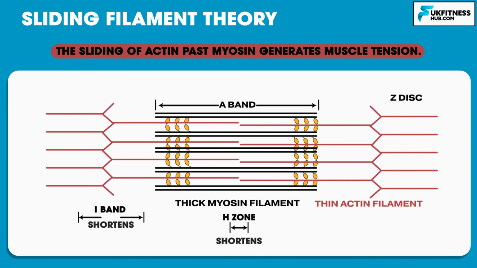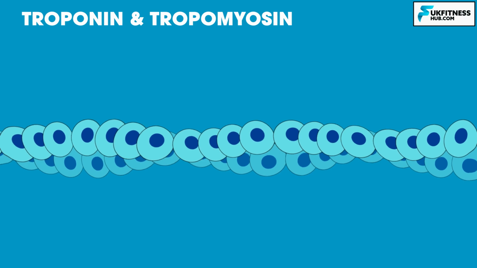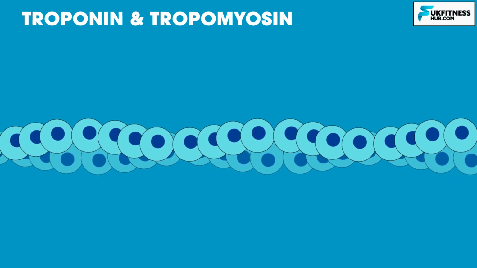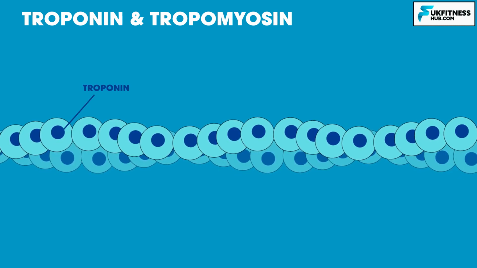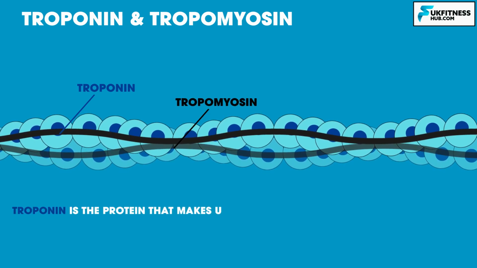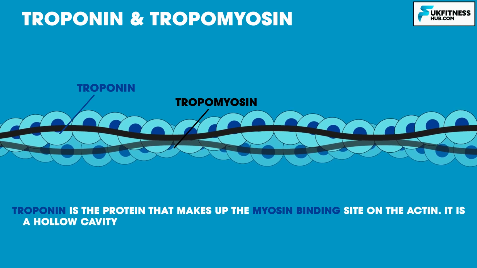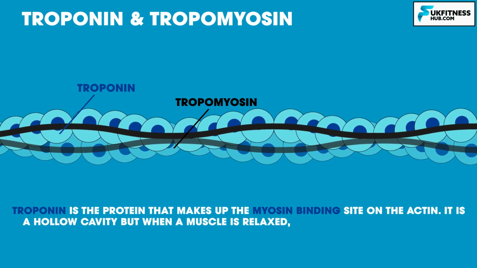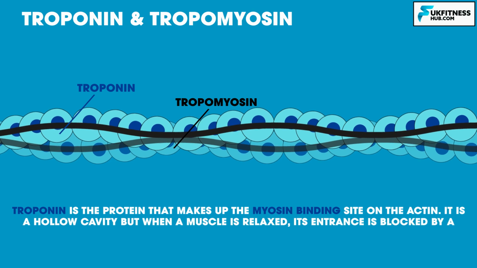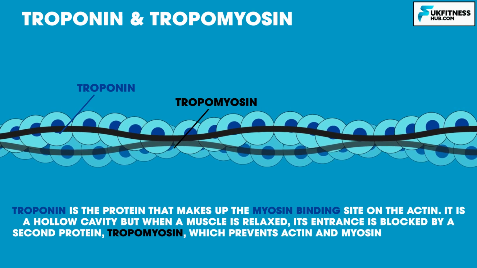The last topic we're going to cover in this video is troponin and tropomyosin. The binding of actin and myosin is dependent on the actions of two proteins, troponin and tropomyosin. Troponin is the protein that makes up the myosin binding site on the actin. It is like a hollow cavity, but when a muscle is relaxed, its entrance is blocked by a second protein, tropomyosin, which prevents actin and myosin from binding.